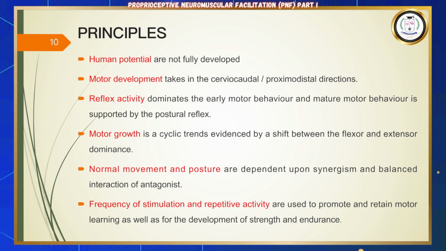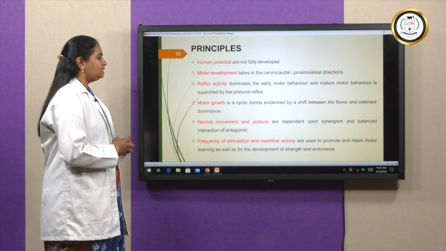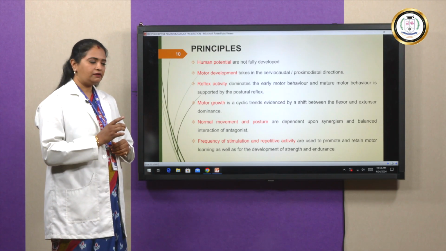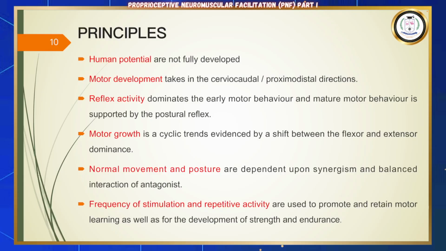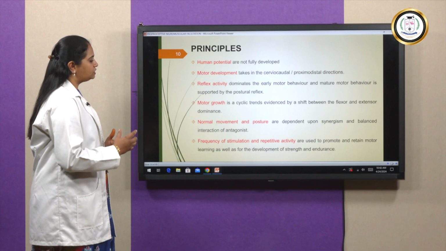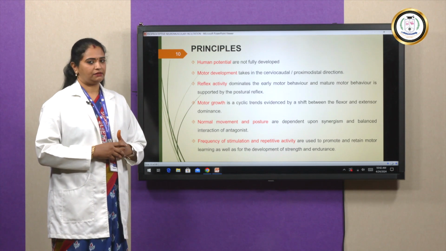Motor growth is a cyclic trend between the agonist and the antagonist, the flexors and the extensors. Normal movement and posture depend upon the synergism and balanced interaction of antagonists. Frequency of stimulation and repetitive activity promote motor learning and muscle development, strength, endurance and muscle memory too.